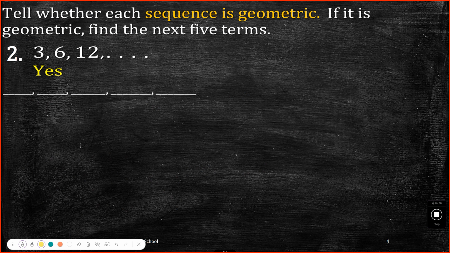So, 3, 6, 12. What is the next number? 24. What's the next number? 48. What's the next number? 96. What's the next number? 192 is correct. The next number? 384. This is pretty easy, and this is taught in Algebra 1. I know that it was. Let's go to number 3.